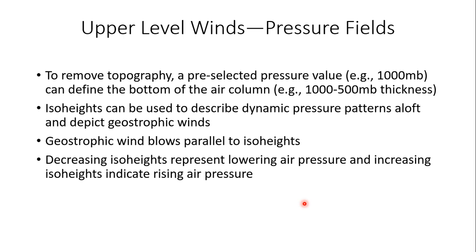Again, I do an in-depth explanation about geostrophic winds and about the balancing forces involved in that, where the winds are generally going to blow parallel to these ISO heights, these lines of equal heights above the Earth's surface. That's a geostrophic wind. Now, what you expect with heights is they're going to tend to decrease or get lower. When they do, that's going to generally represent lowering air pressure, and increasing ISO heights, on the other hand, indicate rising air pressure.